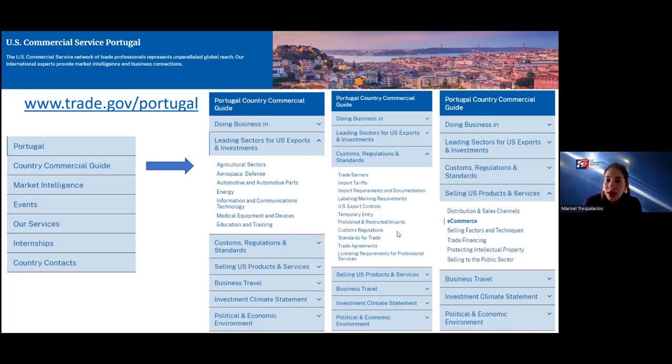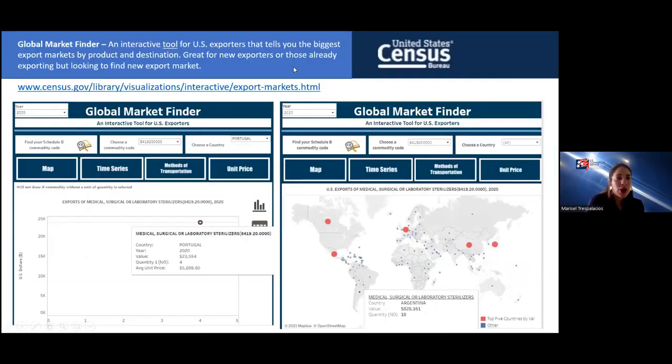So as I mentioned, pretty handy information, especially if you're in that stage of just doing research in general. And then on selling US products and services, we have how e-commerce is doing in that specific country, distribution and sales channels, trade financing, protecting your intellectual property, et cetera. So the country commercial guides is something that I really do recommend to check out.